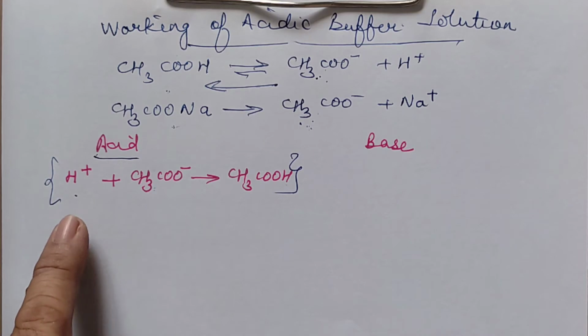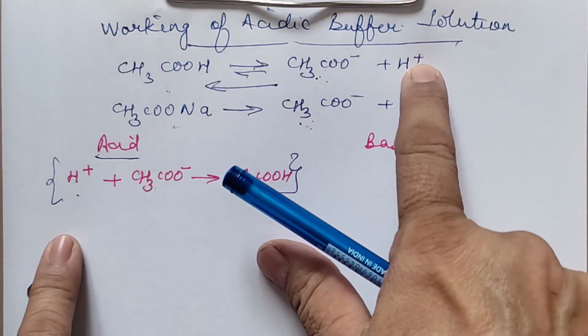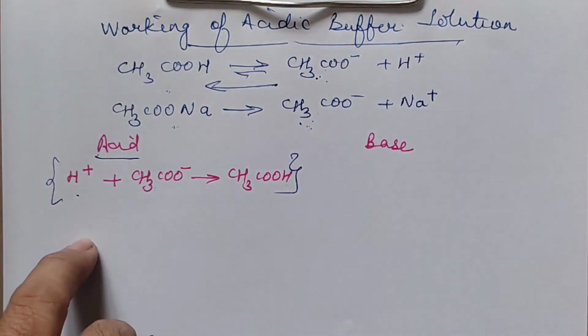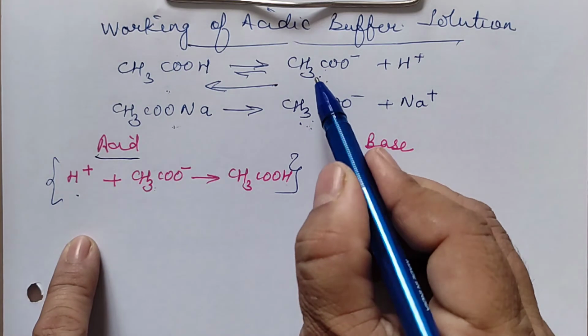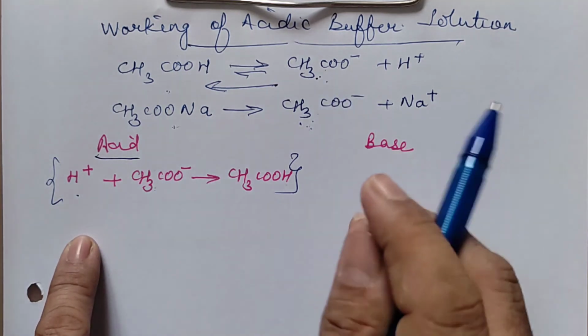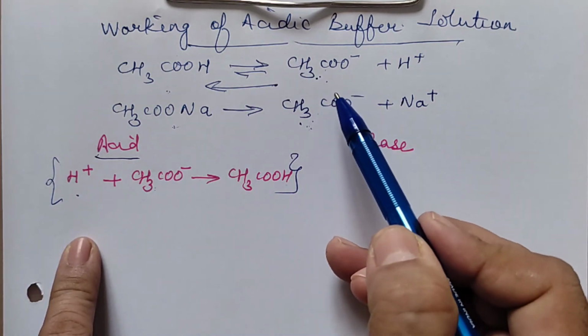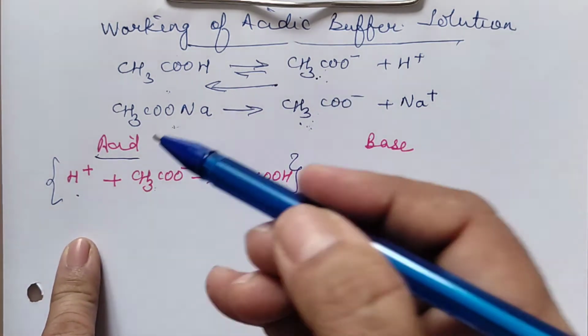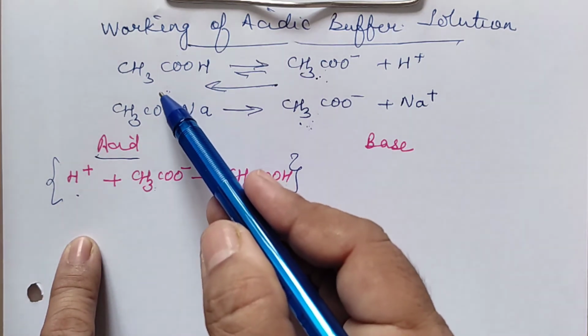Okay, so first I'll just repeat this part. H plus we have added. This is not the H plus I have written. This is the external H plus when we add. If we add the external H plus, then that is going to react with the acetate ion, means concentration of the product decreases. When the product concentration decreases, the equilibrium will shift in the backward direction and it will result in the formation of acetic acid.